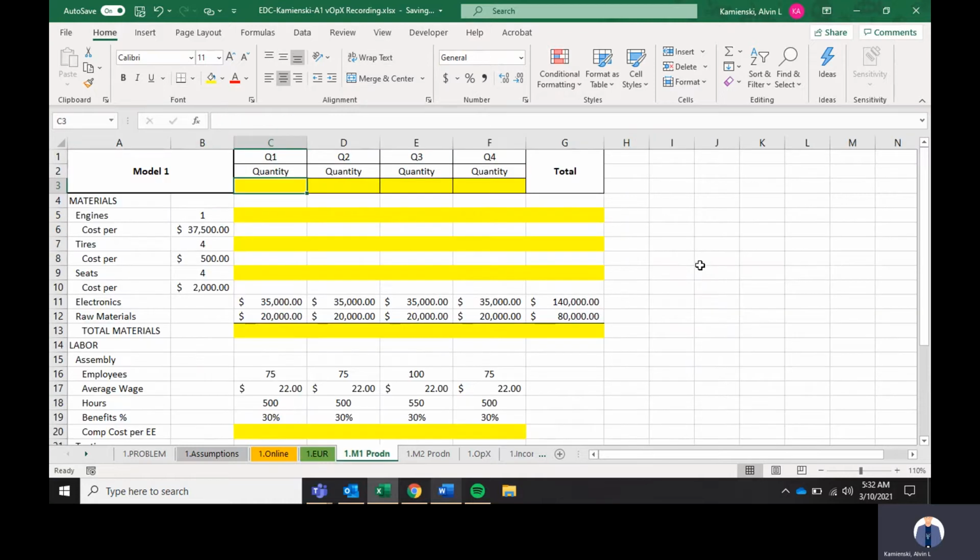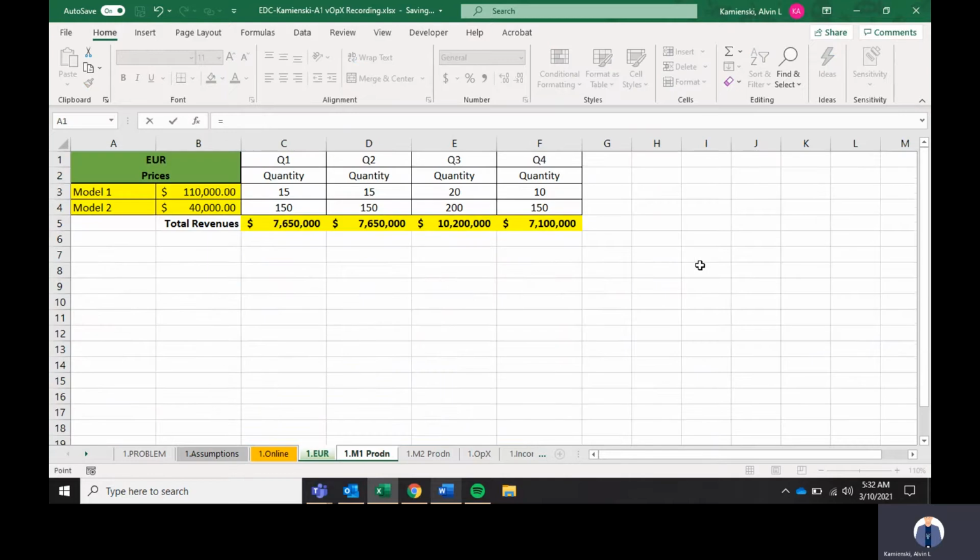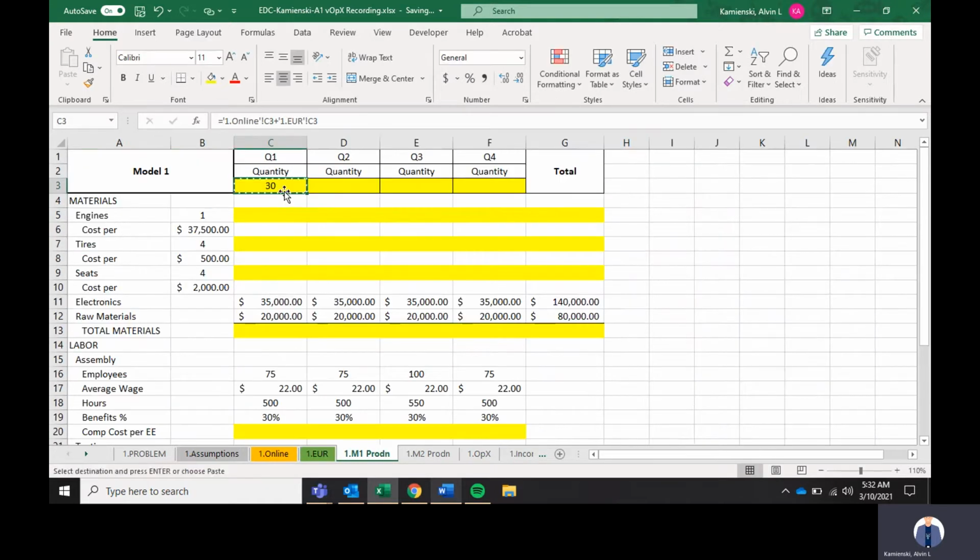Okay, now we have to think about all of our production. Similarly, now I have to figure out in Model 1 how much quantity will be sold in quarter one. So online in quarter one, we sell 15 of Model 1, plus in Europe, we sell 15 of Model 1. Again, because I made such a nice little spreadsheet where everything lined up well, let's see what this one did when I copied and pasted.